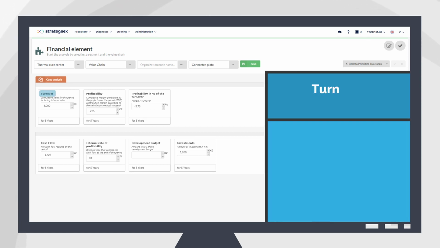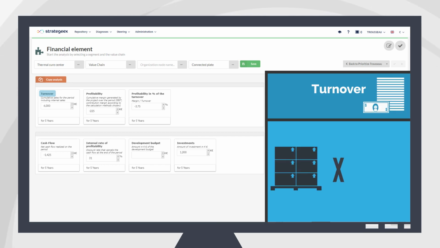First of all, the turnover. It corresponds to the sales made, that is the volume sold multiplied by the real selling price, which is to say deducted discounts.